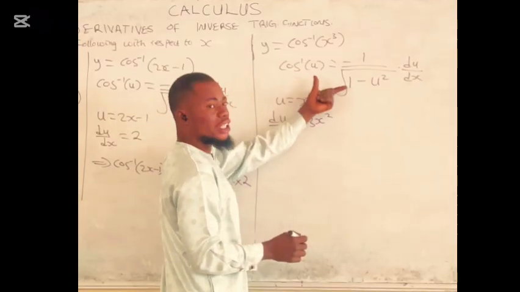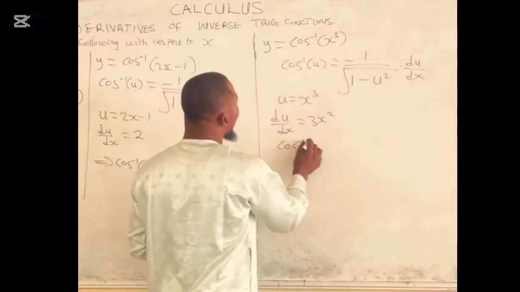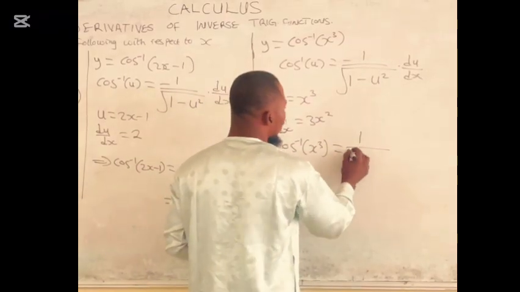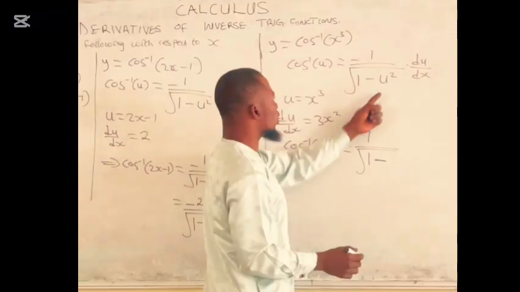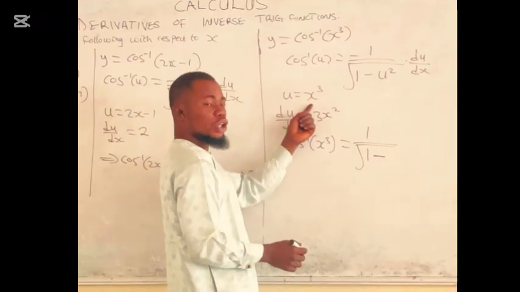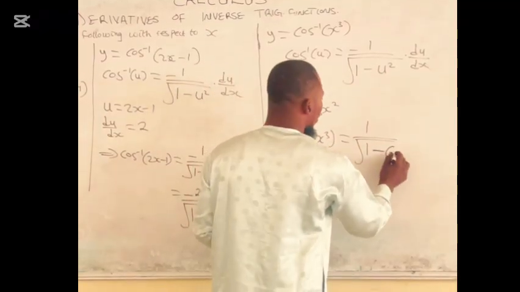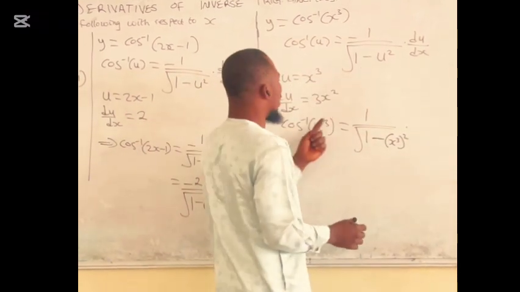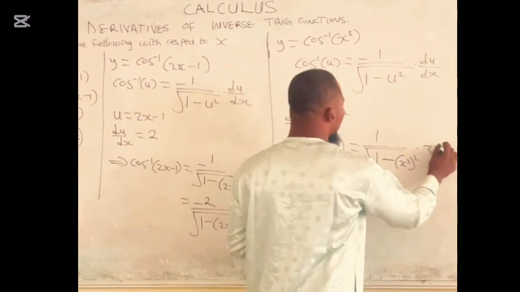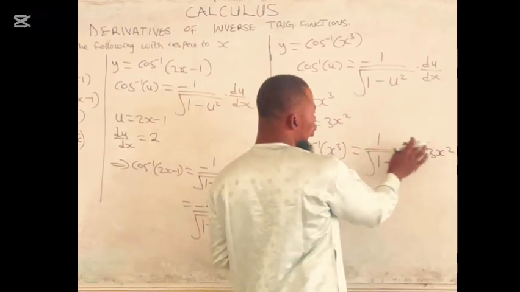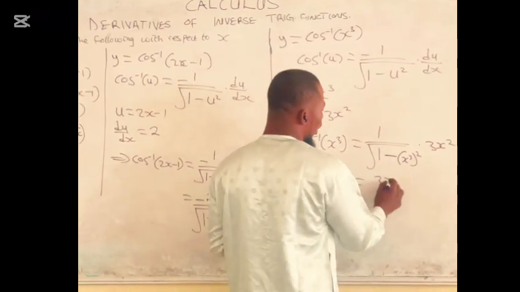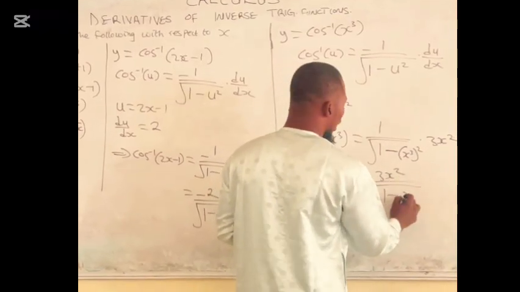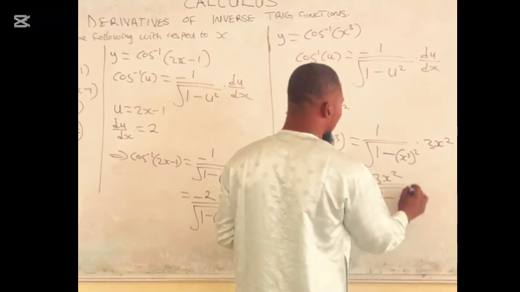Substituting it back into the identity, the derivative of cos inverse of x cubed will be equal to minus 1 divided by the root of 1 minus u squared, and our u is x cubed. So we have 1 minus (x cubed) squared, multiplied by du/dx, and our du/dx is 3x squared. So from here, 1 multiplied by 3x squared gives 3x squared divided by the root of 1 minus x raised to the power of 6.